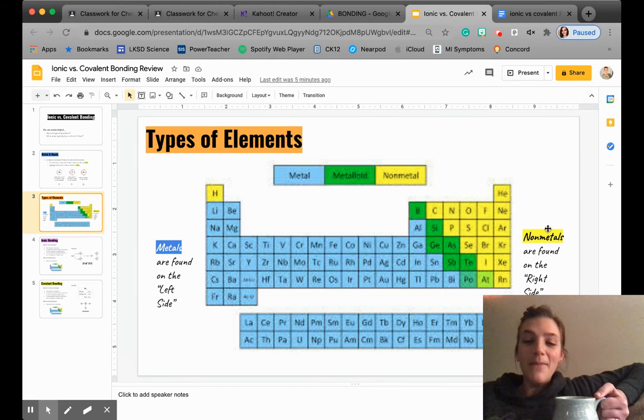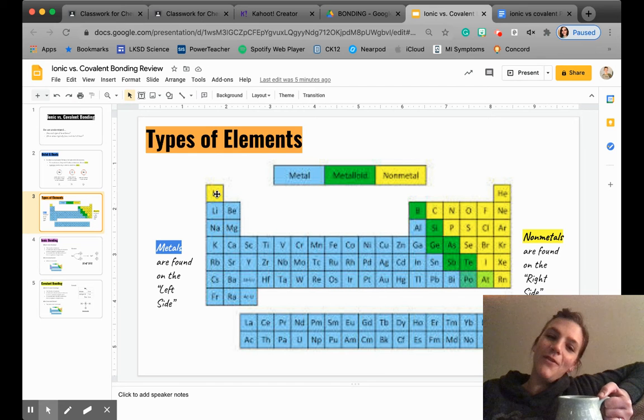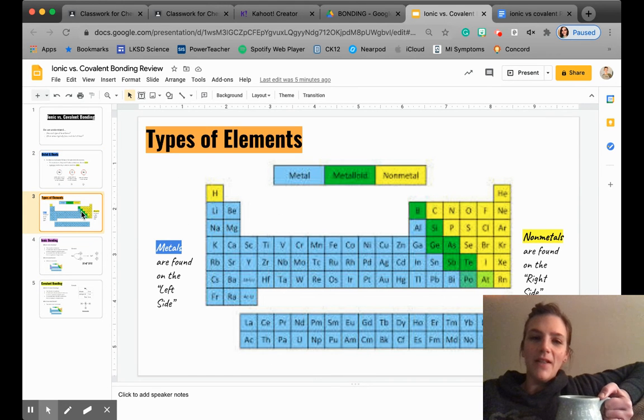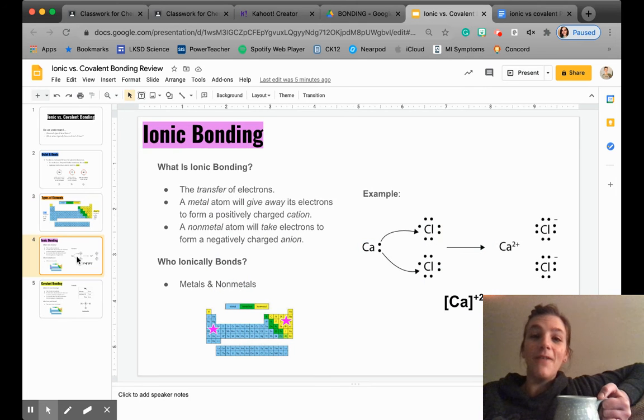When I say non-metals, I'm talking about the right side of the periodic table. I'm talking about elements like carbon, nitrogen, chlorine, fluorine, phosphorus, sulfur, bromine, these guys over here. Plus, do not forget that hydrogen is technically a non-metal, even though it's on the metal side of the periodic table. So, once again, we care about stability, having octets and duets. We care about the type of elements. And now we can get into the official review of ionic bonding and covalent bonding.